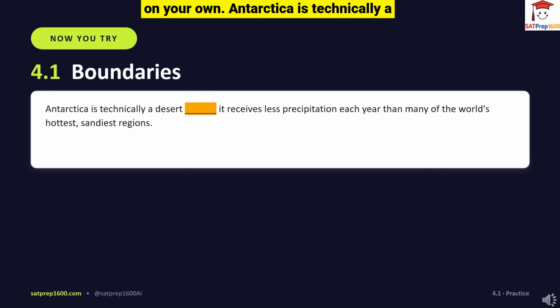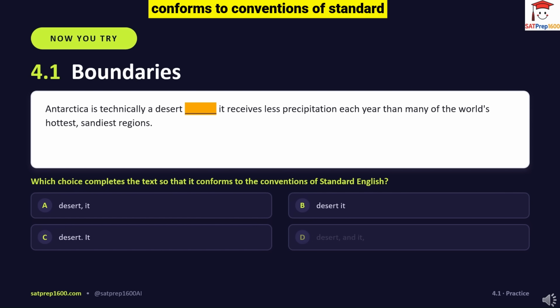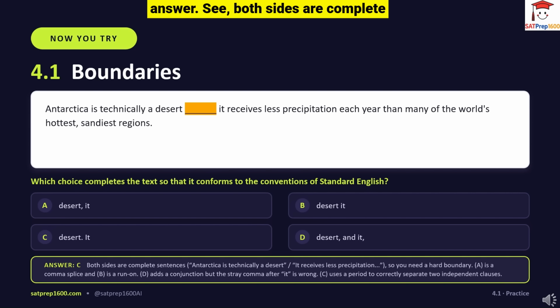Antarctica is technically a desert, blank. It receives less precipitation each year than many of the world's hottest, sandiest regions. Which choice completes the text so that it conforms to conventions of standard English? When you're ready, here's the answer. C. Both sides are complete sentences. Antarctica is technically a desert, and it receives less precipitation, so you need a hard boundary. A is a comma splice, and B is a run-on.